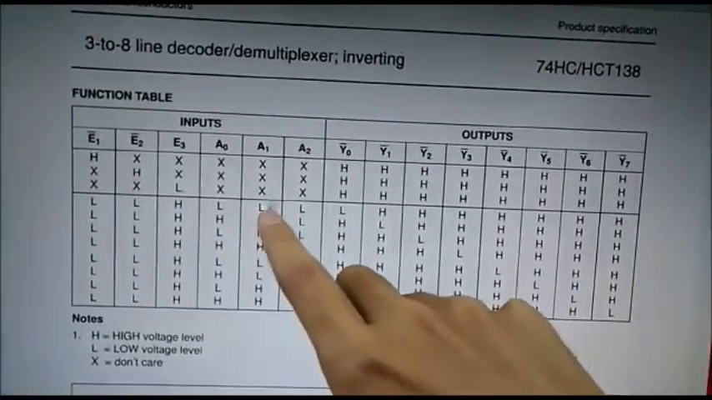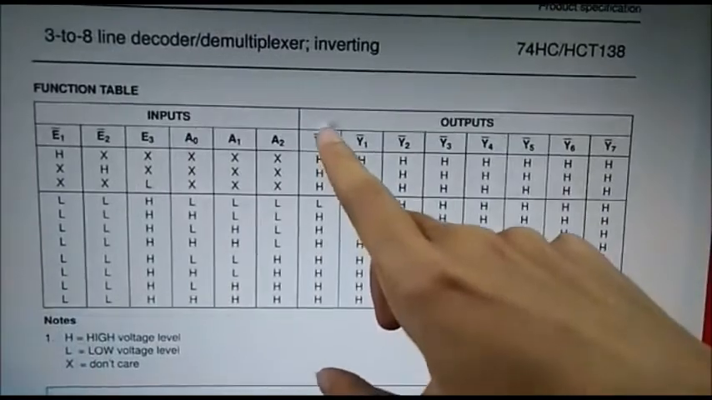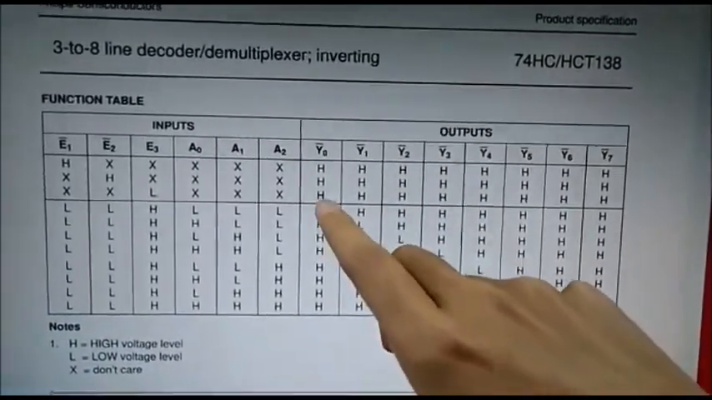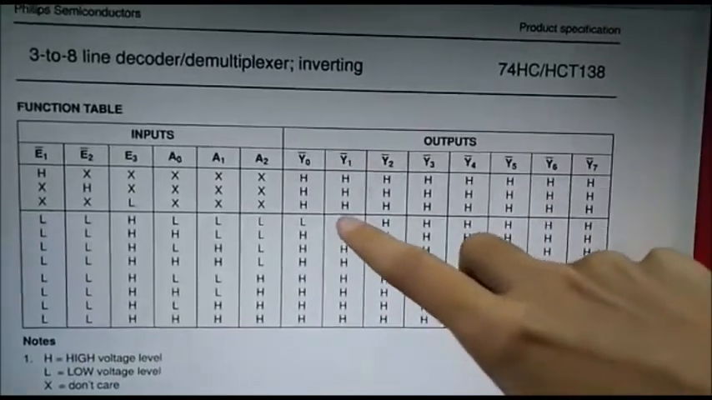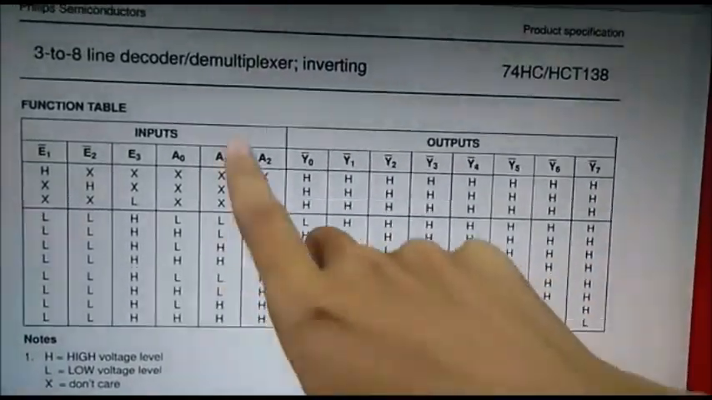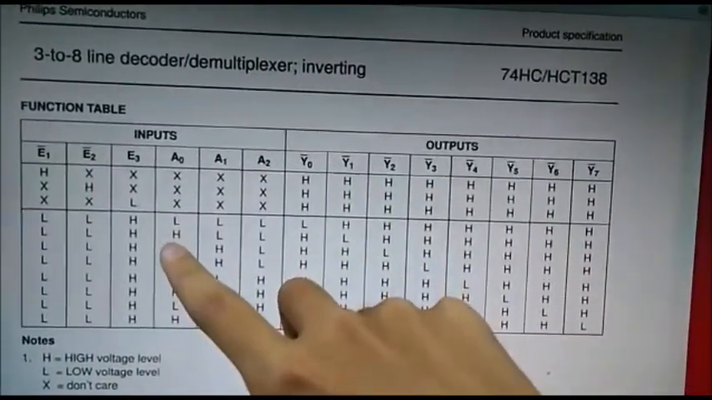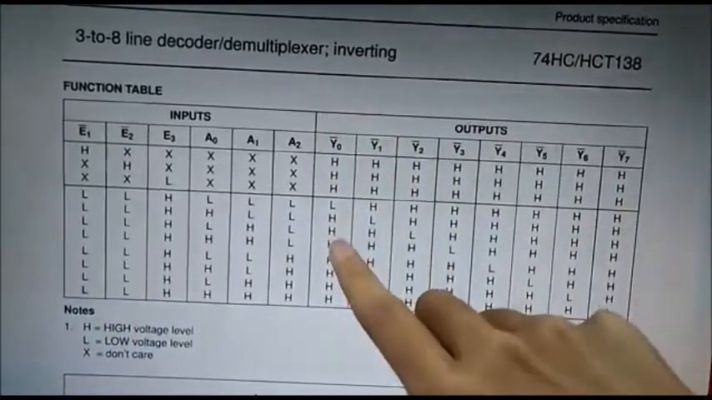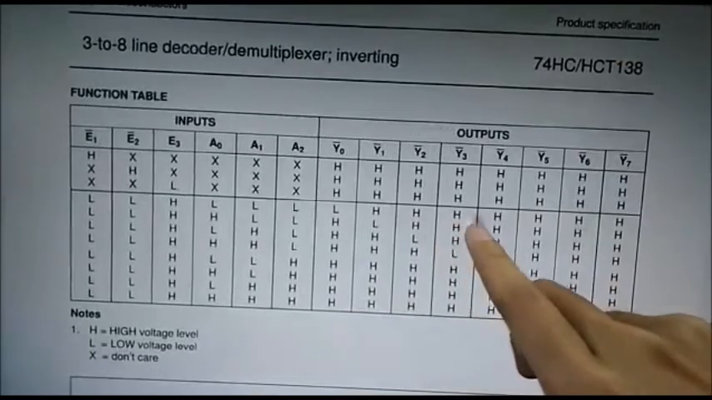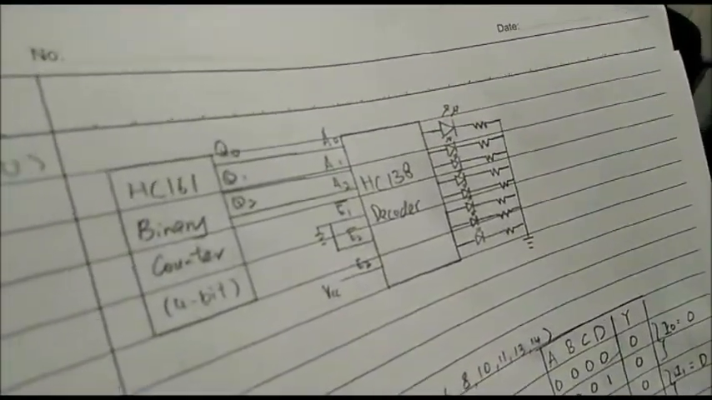When input is 0, 0, 0, the beginning of the output will become 0, and another will be 1. And for the second one, when the first input is 1, 0, 0, the output will be 1, 0, 1, 1, 1, 1, 1, 1, and later, and this is our circuit.